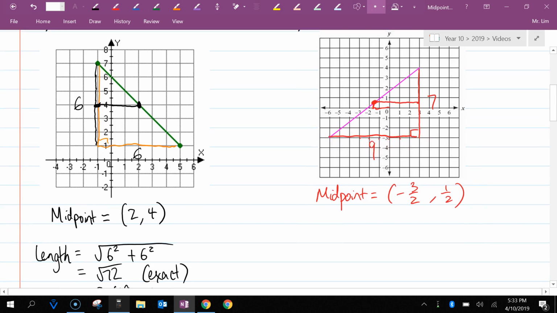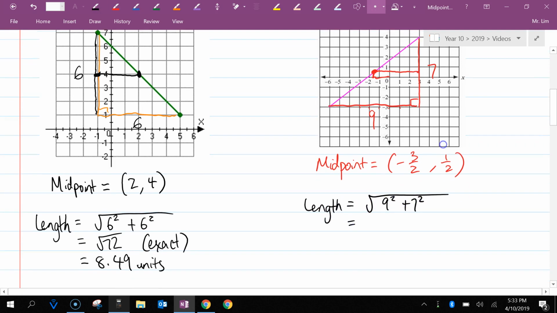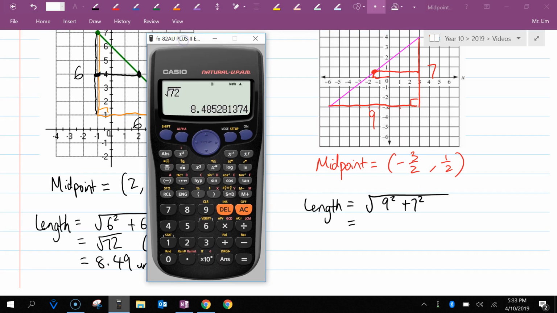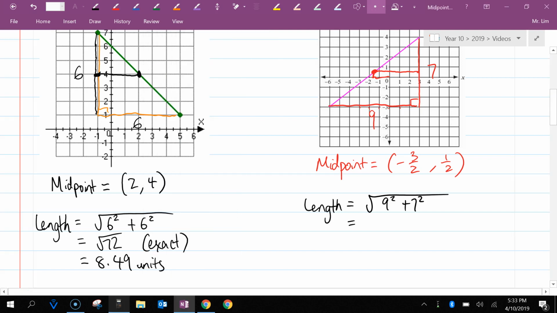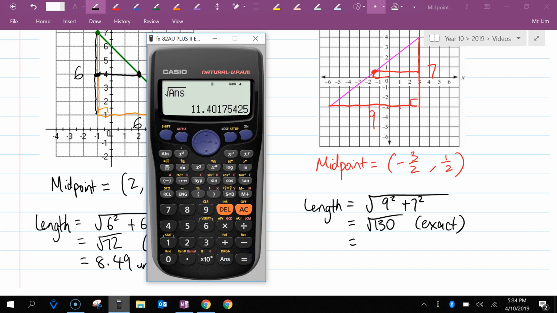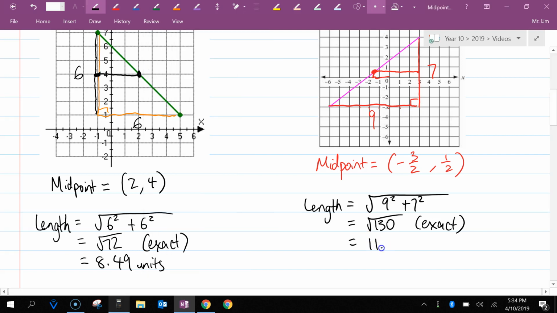So we want to find the length, or the distance, of this line interval. We can say that the length is equal to the square root of 9 squared plus 7 squared. So we know that 9 squared is 81, 7 squared is 49. So technically we have the square root of 130. Okay, so this is exact form. But like I said, if the question asks you to round it to 2 decimal places, then just square root that, and we'll get 11.40. And that's the 2 decimal places.